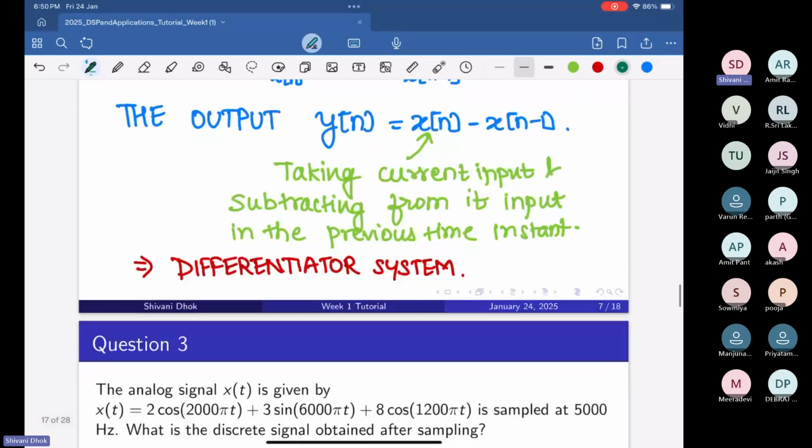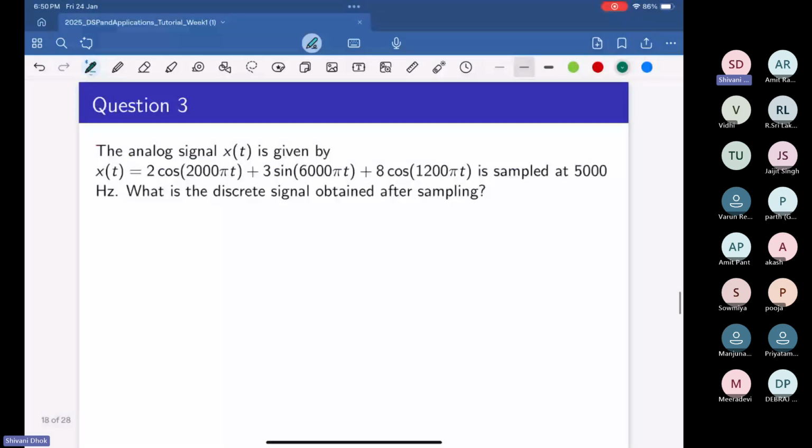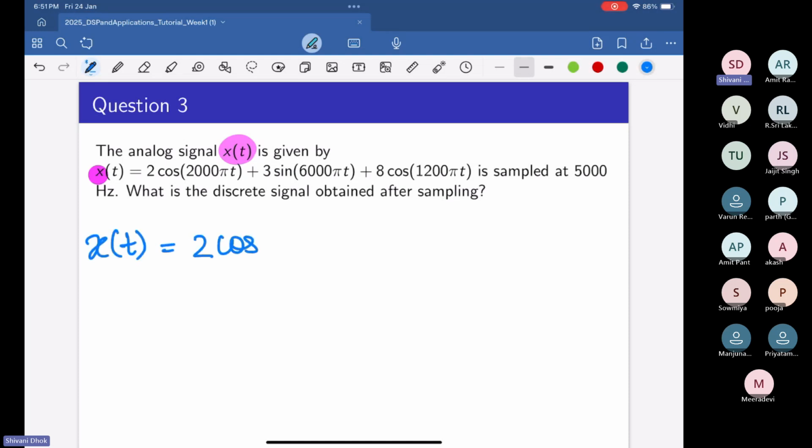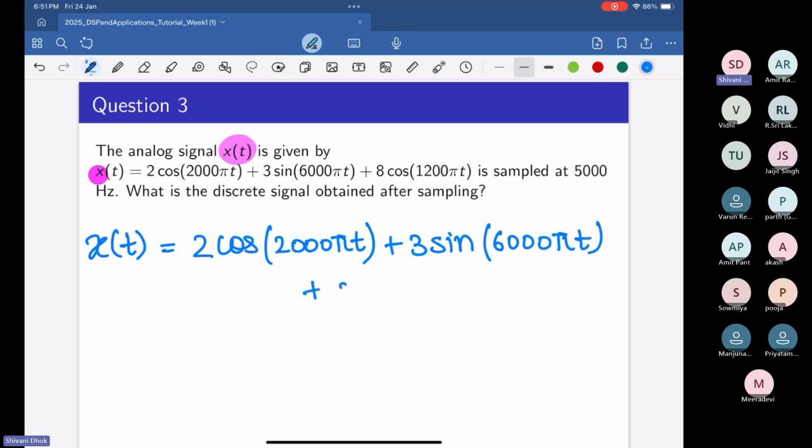Okay, if there are no questions, then let me move on to the third question. The analog signal x of t is given by x of t equal to 2 cos 2000 pi t plus 3 sine 6000 pi t plus 8 cos 1200 pi t. So what is said is this is the analog signal.